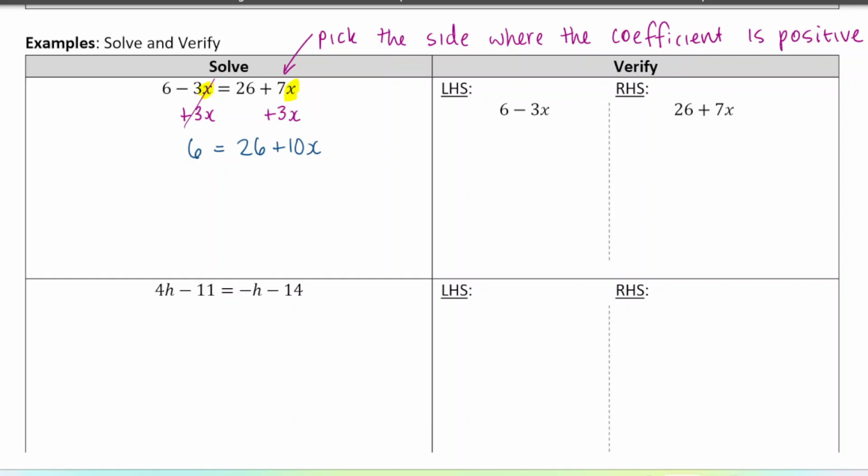Okay, perfect. So now that I've brought all of the x's to one side of the equation, I'm going to get rid of all the numbers, so isolate x. So we're going to start with subtracting 26, and now this is just a question like we've done already before in lessons 1 and 2. So we'll have negative 20 equals 10x, and then we'll divide by 10.